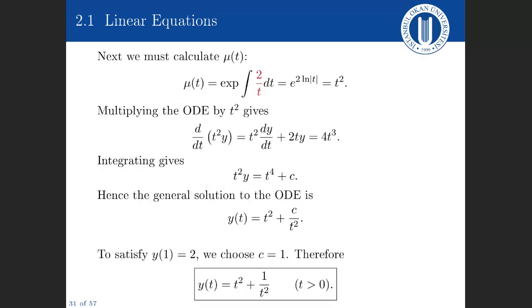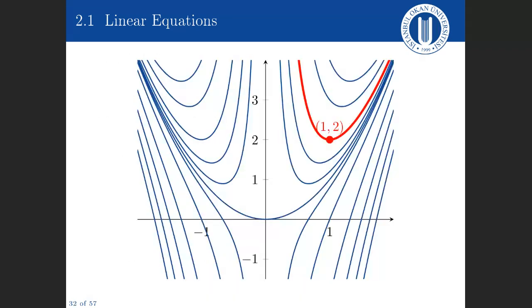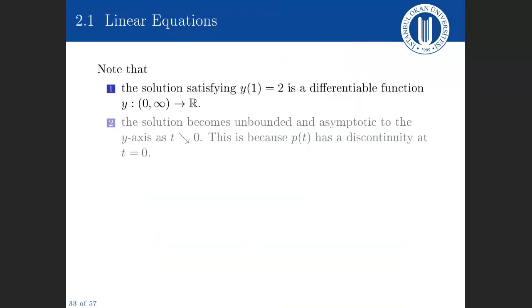We go back to the graph. Now notice that solutions are behaving differently. As t decreases to 0, or as t tends to 0 from the right, these solutions are tending up to infinity. But these solutions are going down to minus infinity. There's a change in behavior here.